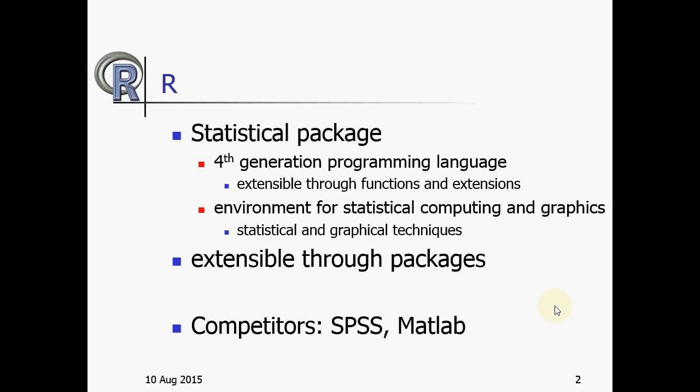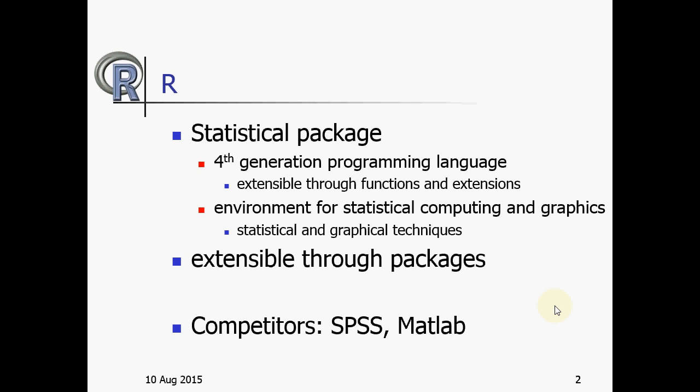Okay, what is R? R is the program that we will use here as an example. It's at the same time a fourth generation programming language and an environment for statistical computing and graphics. So it's a hybrid between two completely different things usually. A programming language which is extensible with function extensions, you will see they are called packages, and at the same time a statistical package which lets you do statistical analysis and graphs.